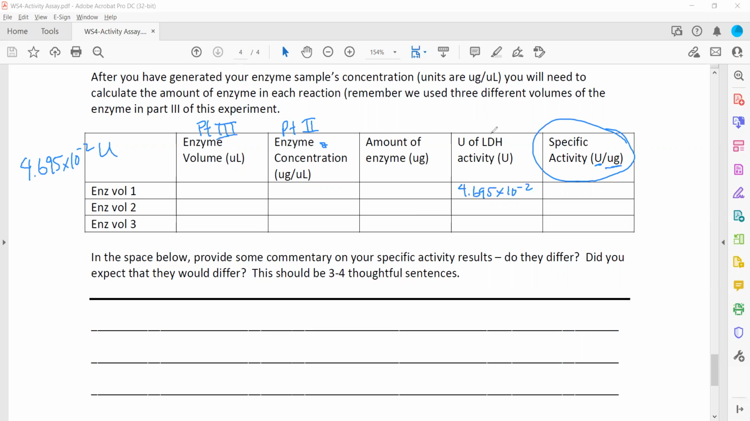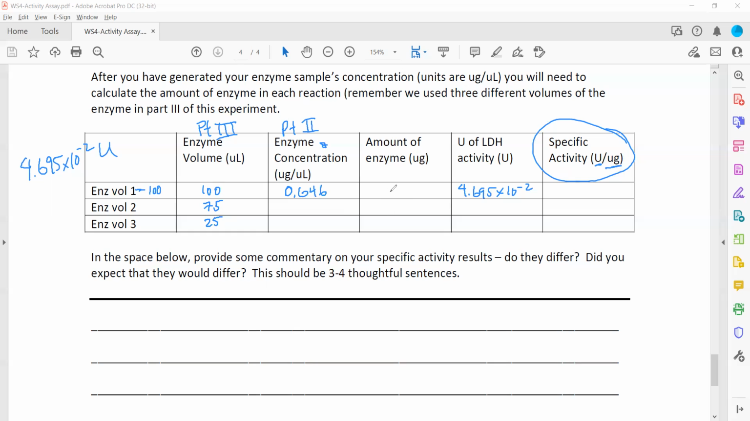So let's do a hypothetical calculation with this units of LDH activity that we just calculated. Let's say hypothetically that our enzyme concentration was 0.646 micrograms per microliter. And that would have been figured out in part 2. Now, in part 3, we had either 100, 75, or 25 microliters. Enzyme volume number 1 was 100 microliters, the very first part of part 3. So my enzyme volume is 100 here. And actually, if you wanted to, you could go ahead and pencil in everything else.